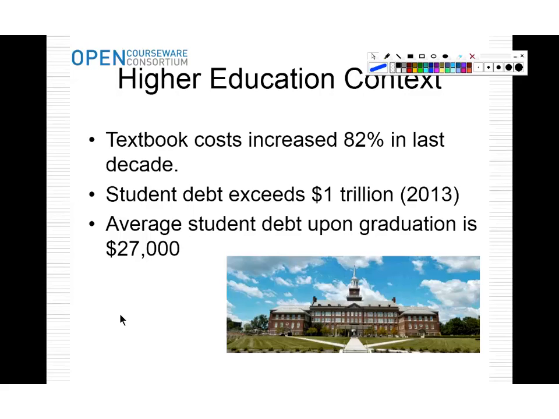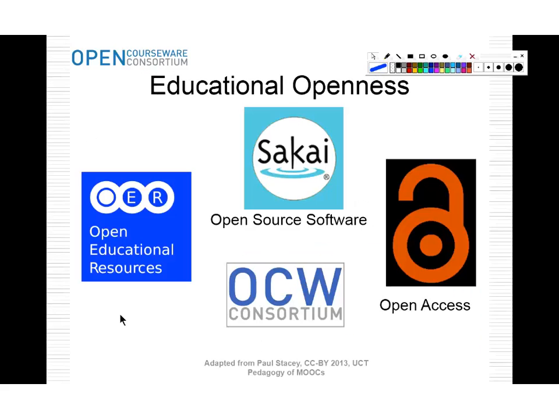So it's become an issue for students. Student debt now exceeds $1 trillion. It's more than the credit card debt. That happened this summer. The average student debt upon graduation from a four-year college is $27,000. So there is a need to look at how we handle instructional materials and education. Educational openness is one of those ways to address that issue. And John and I are going to talk about these four areas.